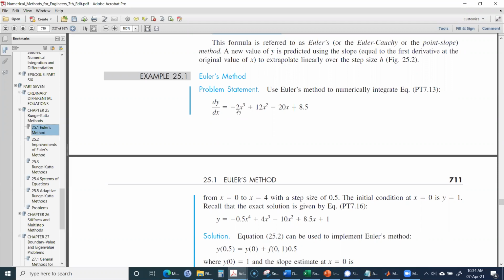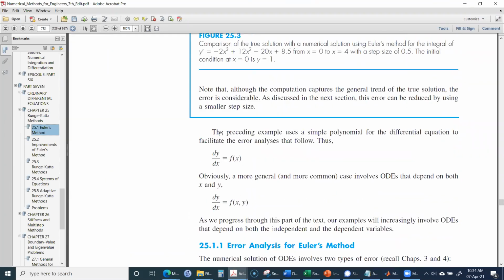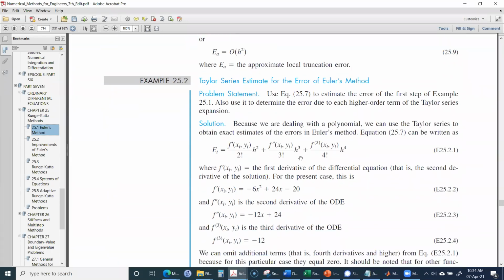If you take the derivatives of a polynomial, after some point the derivatives will become zero. So from x cube, it will become x square, and then it will become x, and then from x it will become 1, and then from 1 it will become 0. So we need only a specific number of terms to find the error in the case of a polynomial. In this case, we only need three terms: f prime, f double prime, f triple prime.